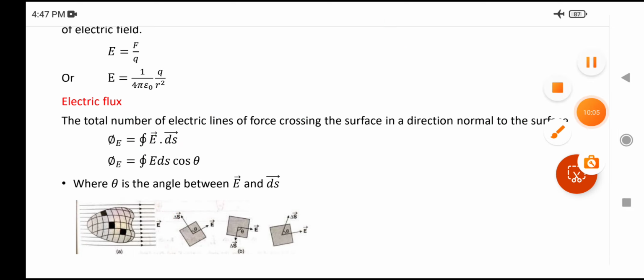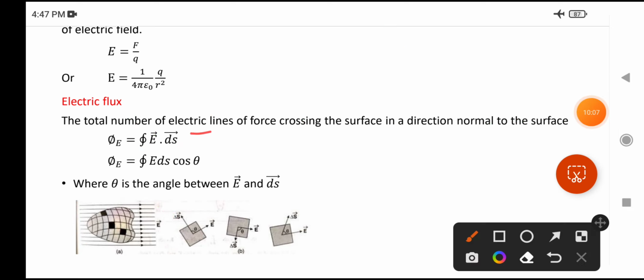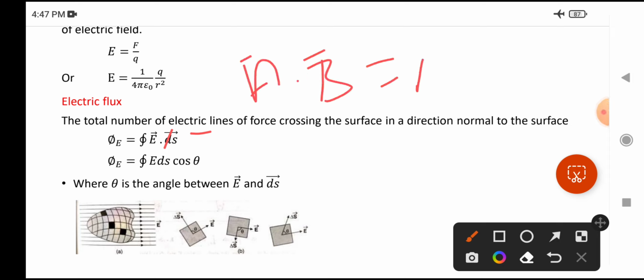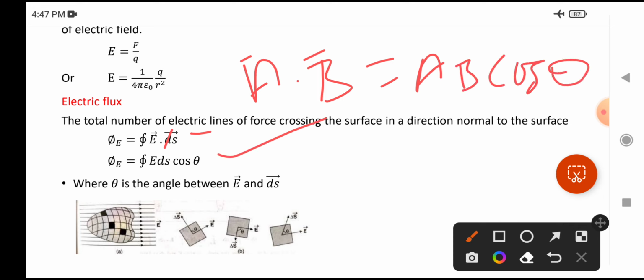See it clearly. And if you expand the dot product, we know the dot product formula: A bar dot B bar can be written as AB cos theta. So like this, the formula is written.